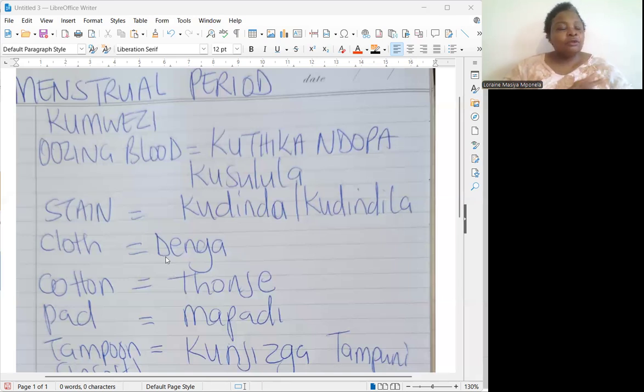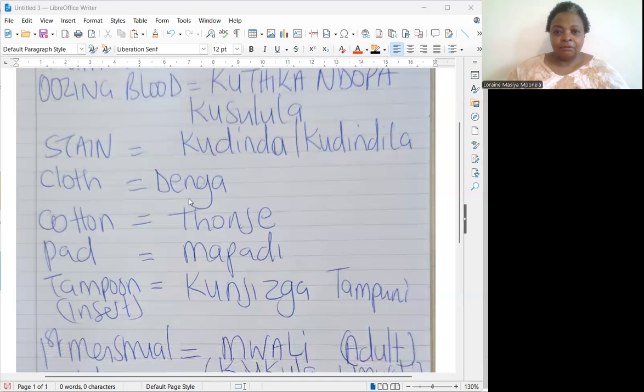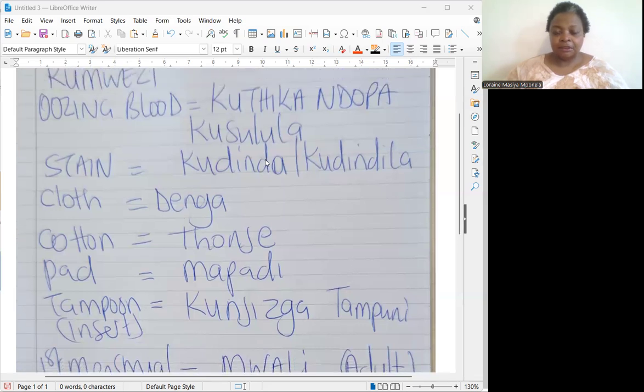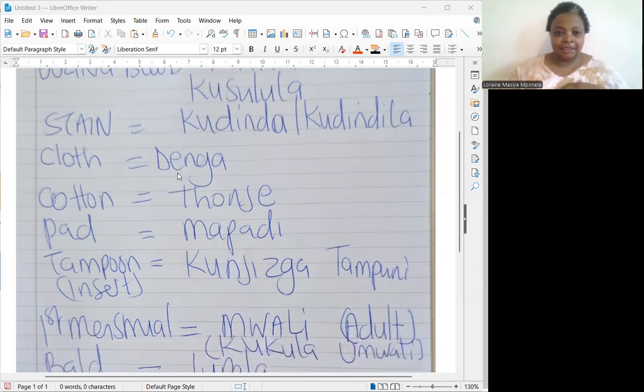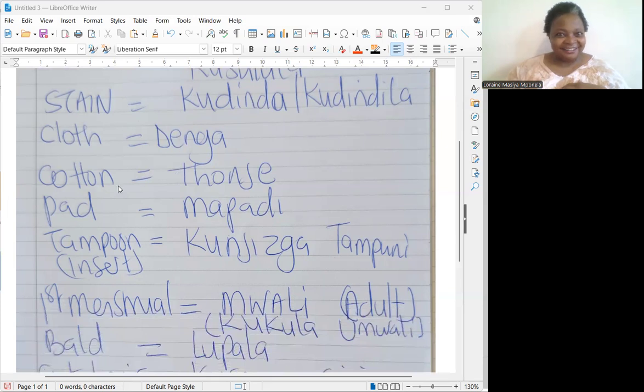Stain. So if you've made a stain on your skirt, on your knickers, on your dress, we call that kudinda or wadindira. Oh, madindira sketi, madindira liraya, wadindira. Meaning so if you hear that language, just know that you need to check yourself. Because siketi ya dindika, madindira sketi, madindira liraya, madinda. You just check, oh my God, what the hell? It's not the hell at all.